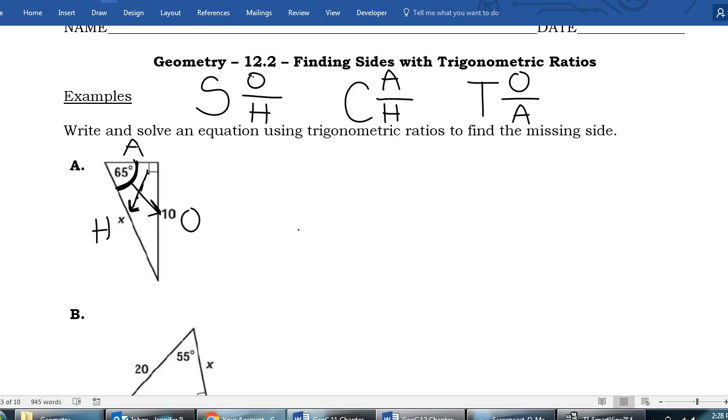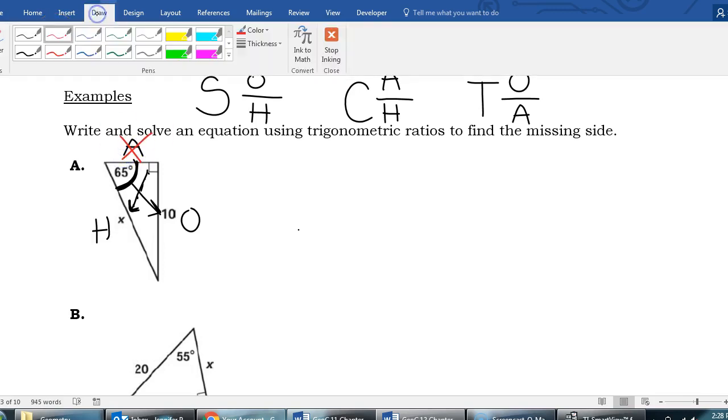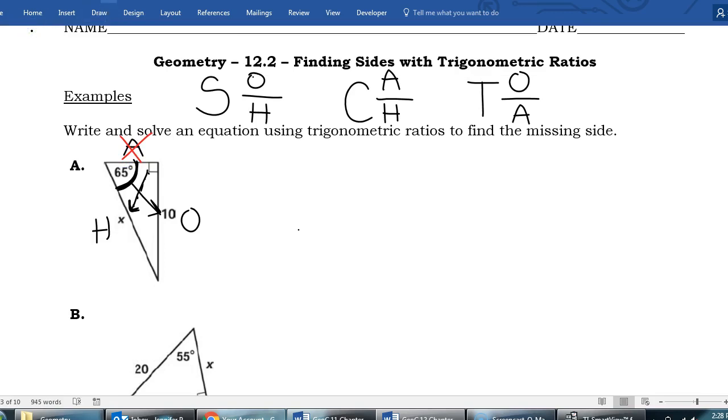If you notice, the hypotenuse is next to the letter x, the opposite is next to the number 10, and that adjacent side doesn't have any information, so we're going to ignore the adjacent. We're only going to work with the opposite and the hypotenuse. And that's how we're going to choose if we should use sine or cosine or tangent. Since I have an opposite and a hypotenuse to work with, I'm going to choose sine. It's my only ratio that I can use for those.